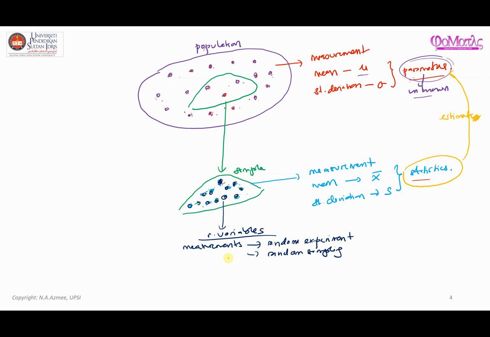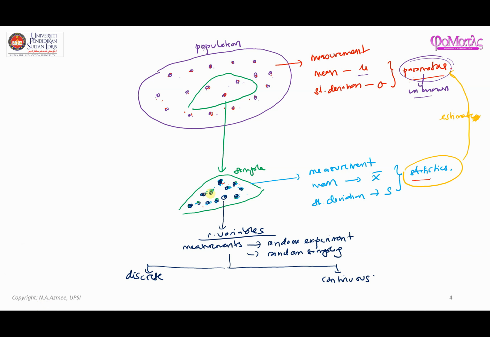Now, random variables can be broadly categorized as discrete and continuous. Let me just write it down properly. Right, so what is a discrete random variable?